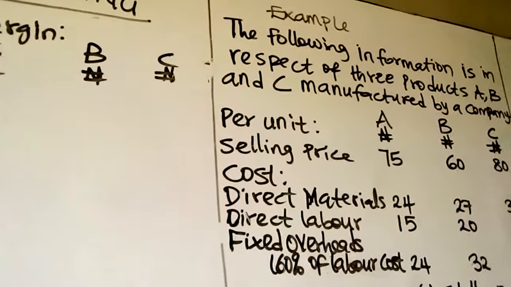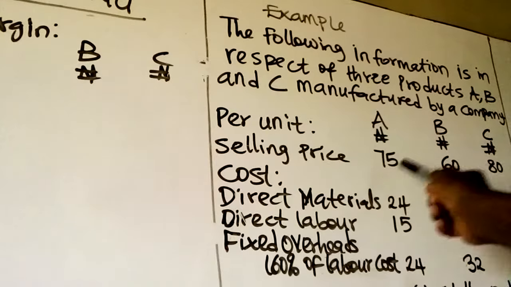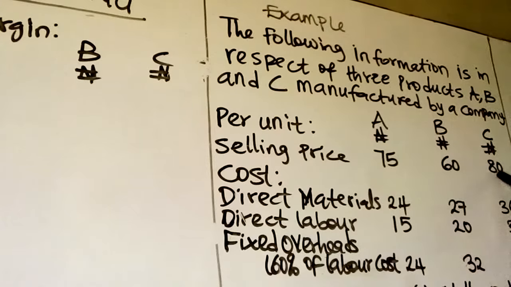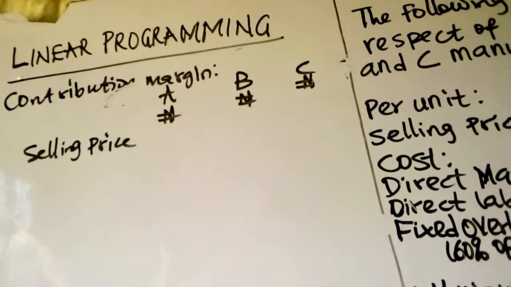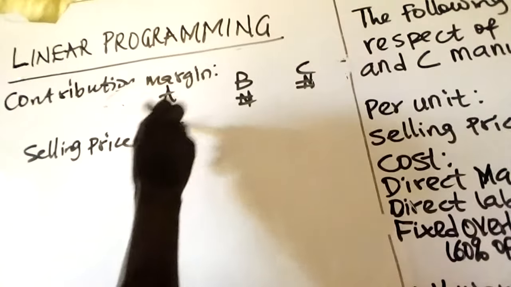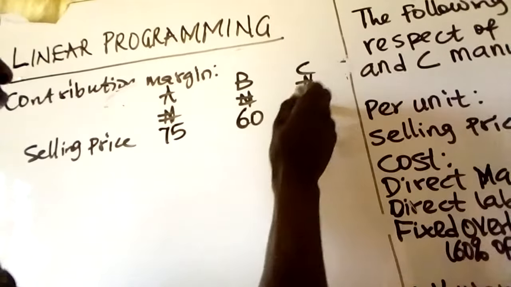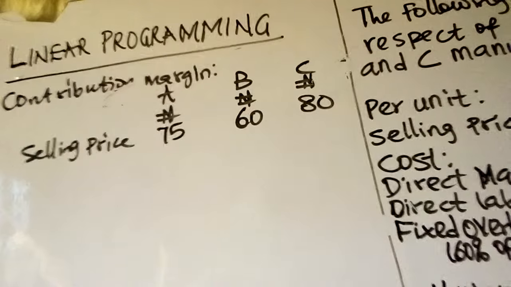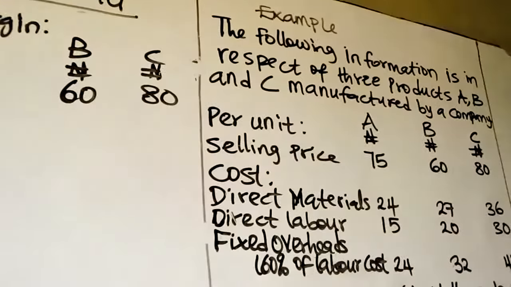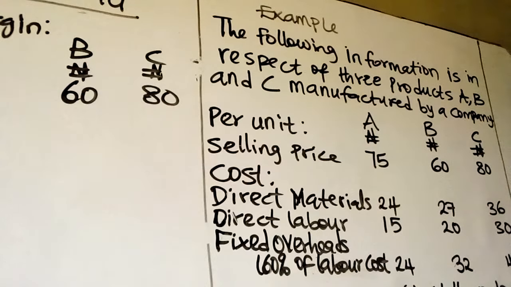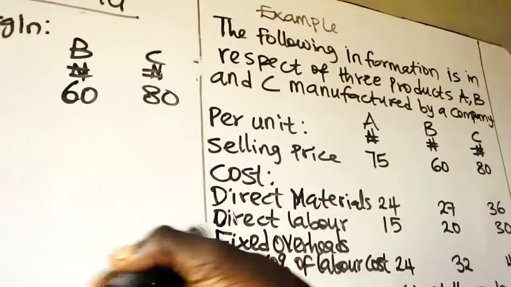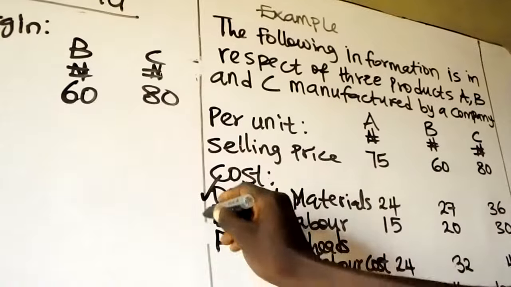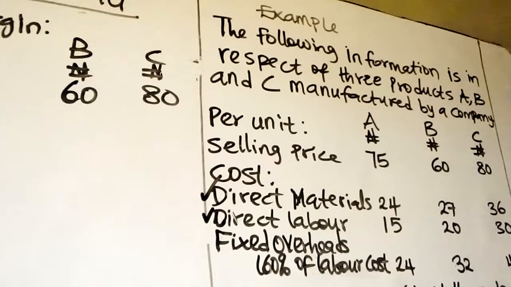For A, the selling price is 75 naira, and 60 for B, and 80 for C. So we have 75, 60, and 80. From that selling price, we less the variable cost. Let's identify the variable cost. The variable cost in the question includes direct materials and direct labor. Fixed overheads is not variable. So the only variable costs are direct materials and direct labor. So now we want to less the variable cost.